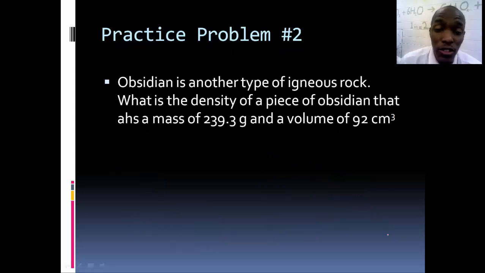Take a moment to do this yourself. I'll give you some time. Pause the video so that you can work it out yourself, and then play it back just to check your answer. So obsidian is another type of igneous rock. What is the density of a piece of obsidian that has a mass of 239.3 grams and a volume of 92 centimeters cubed?